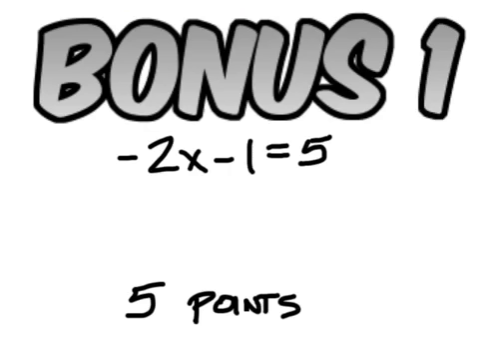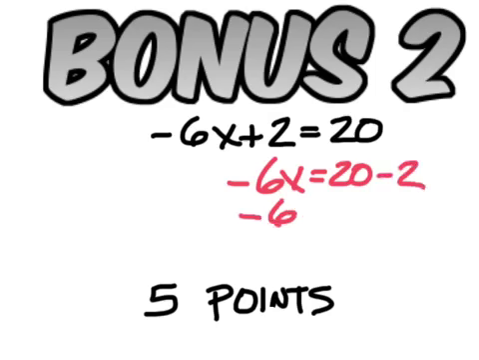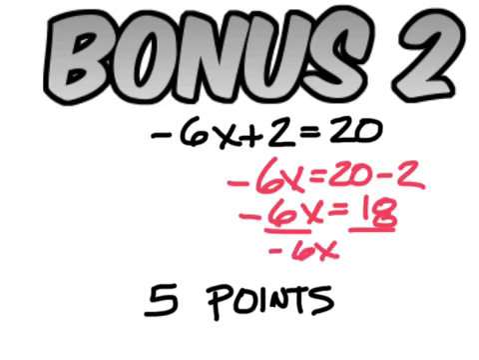Answer on the first bonus is negative 3. For bonus number 2, you should have negative 6x equals 20 minus 2. And that's going to leave you with an 18 on the right. Divide both sides by negative 6. Not a negative 6x, just negative 6. And you have a negative 3.